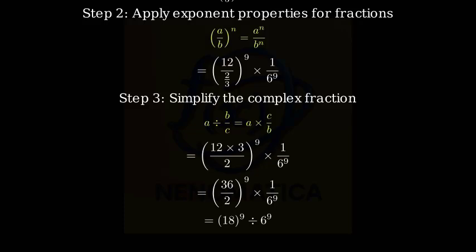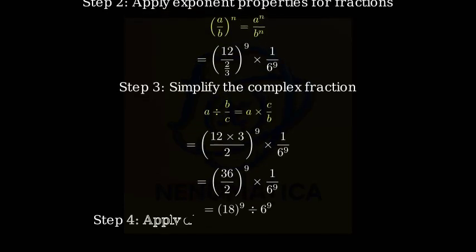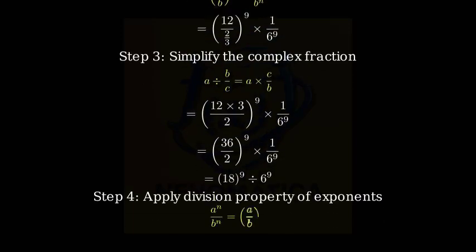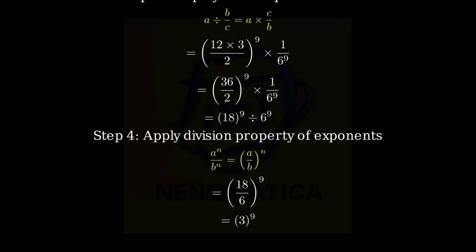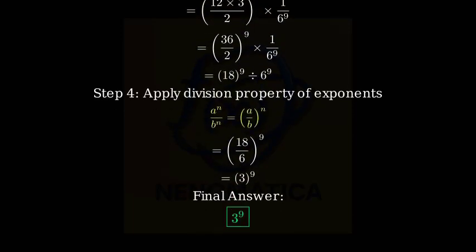Step 4. Finally, we can apply the division property of exponents. 18 to the power of 9 divided by 6 to the power of 9 equals 18 over 6, all raised to the power of 9, which is 3 to the power of 9. Therefore, our simplified expression is 3 to the power of 9. We've successfully simplified the complex expression 12 to the power of 9, divided by the fraction 2 over 3 to the power of 9, all divided by 6 to the power of 9, to get 3 to the power of 9.